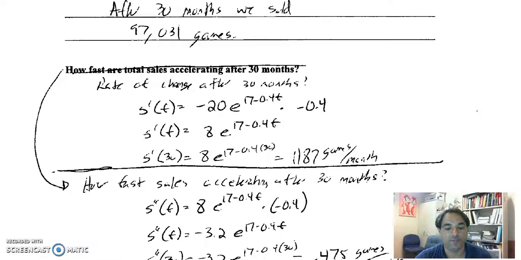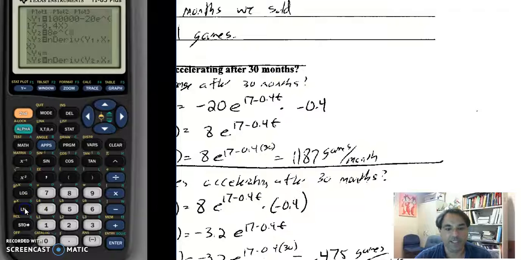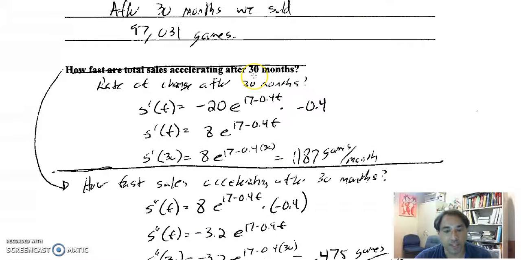So plug in 30. I go to my calculator, go to y equals, in y2, I'm going to put 8, second ln for e, raised to the 17 minus 0.4x, close parenthesis. Remember, y2 and y3 should be the same. Go to the table, 1,187, 1,187. So after 30 months, the rate of change is 1,187 games per month, which means I've sold 97,000 games. I'm expecting to sell another 1,187 games the following month.